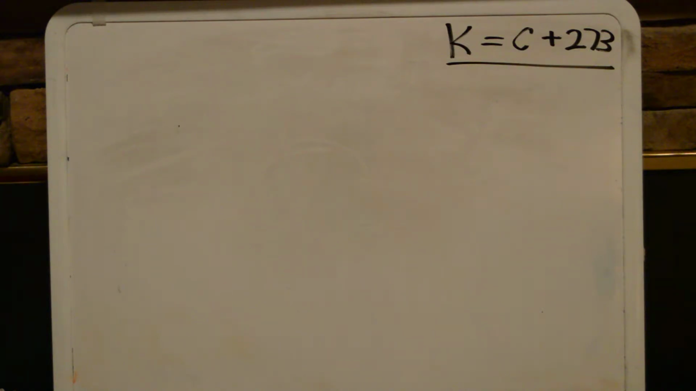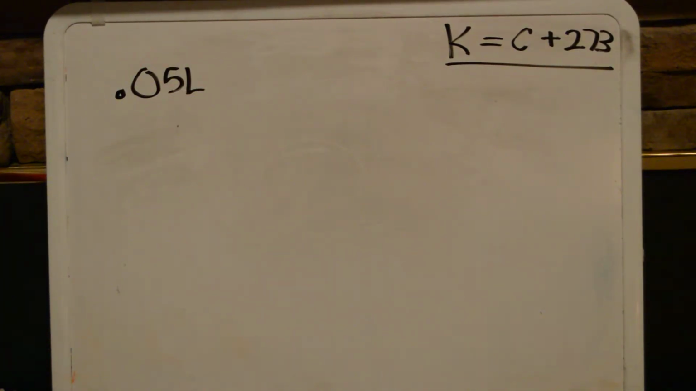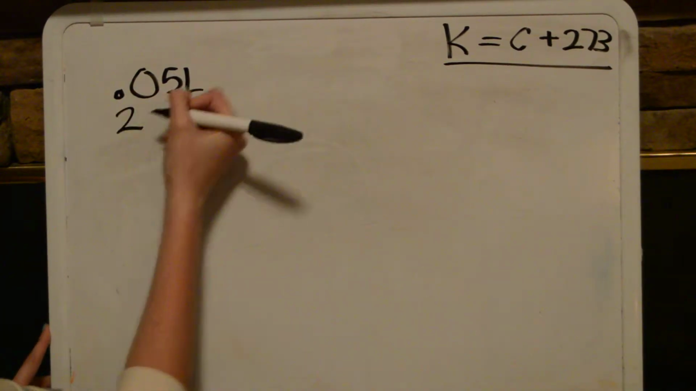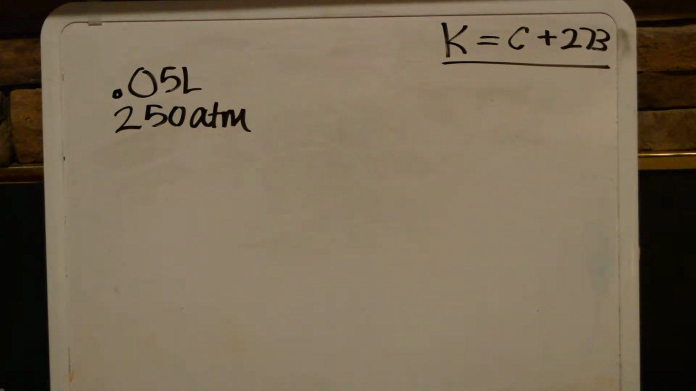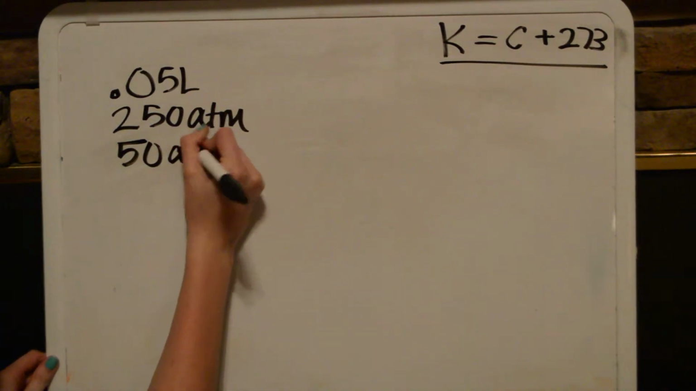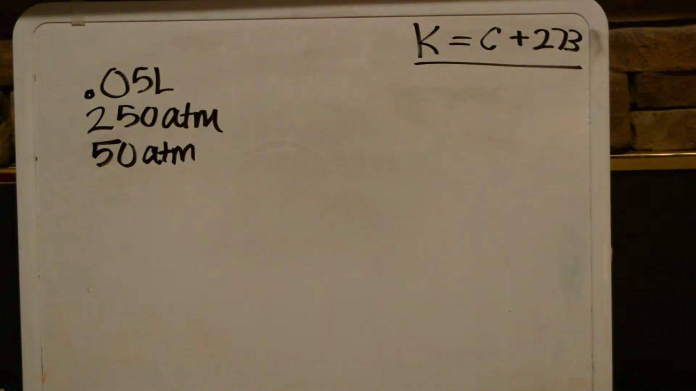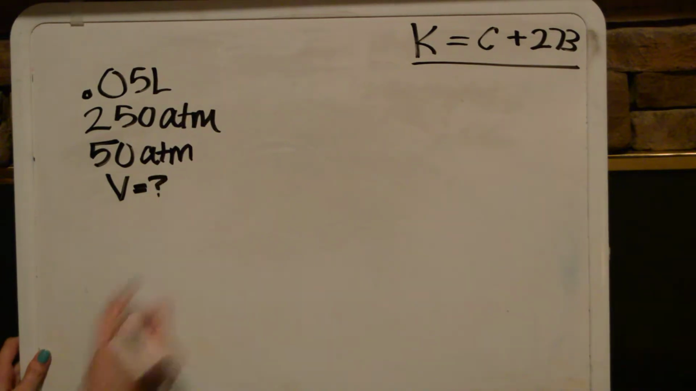So, our first problem. Divers get the bends if they come up too fast, because gas in their blood expands, forming bubbles in their blood. If a diver has 0.05 liters of gas in their blood under a pressure of 250 atm, that's pressure units, then rises instantaneously to a depth where his blood has a pressure of 50 atm, what will the volume of gas in his blood be? So we're looking for volume.